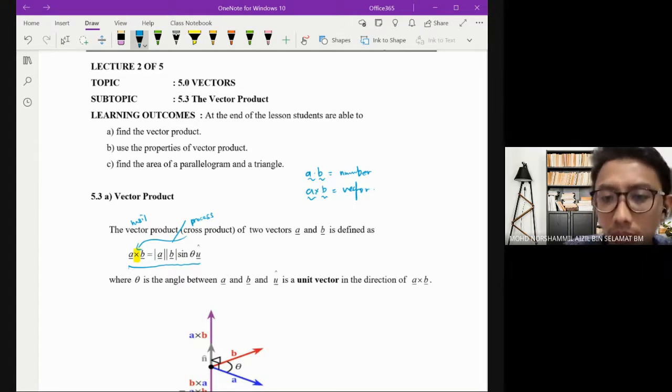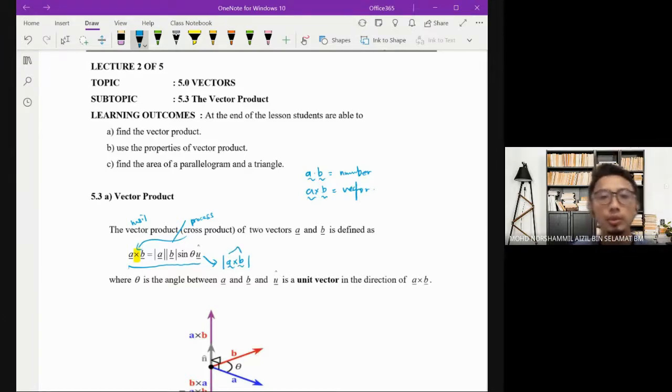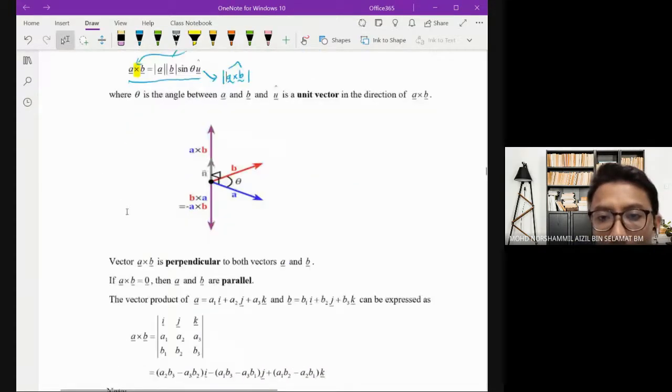Well, theta is the angle between A and B. And U cap is a unit vector in the direction of A cross B. Meaning we find the unit vector of A cross B. Since A cross B gives us a vector, therefore we have a direction and we have a magnitude.